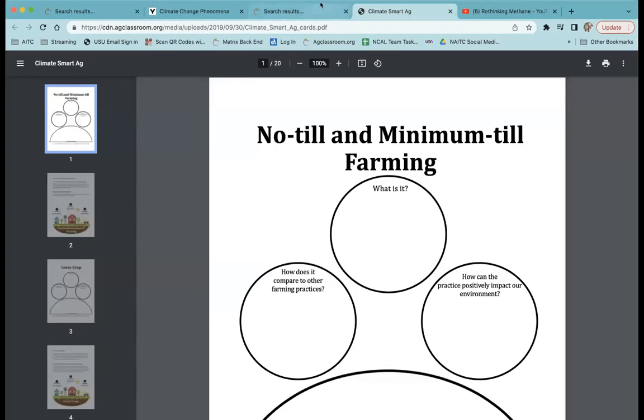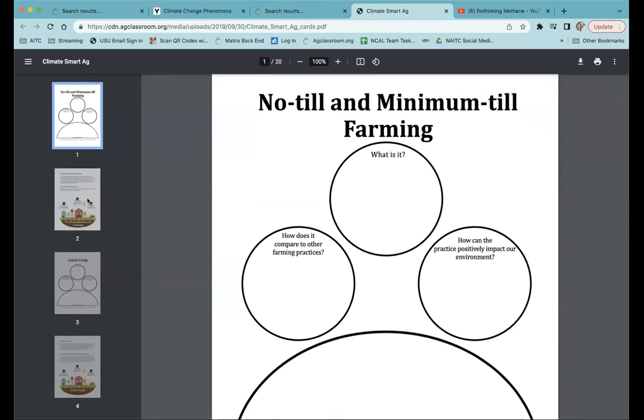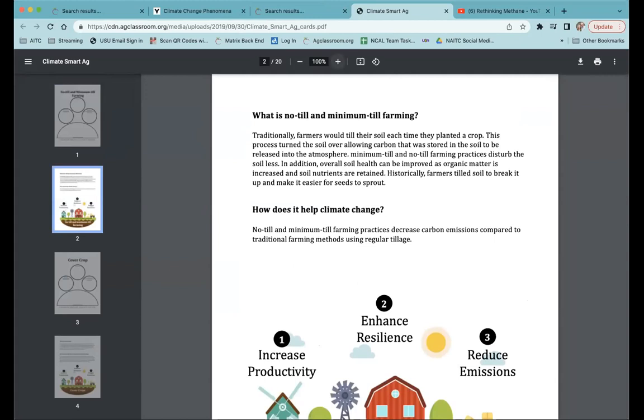Okay, so this is what the climate smart agriculture cards look like. You print them front to back, and each of them has a climate smart agricultural practice. The first one is no-till and minimum till farming. Rather than completely tilling and plowing fields, they've created equipment that can plant seeds directly into the ground without tilling it, because tilling releases carbon into the atmosphere. So that moves carbon from the lithosphere, or the ground, into the atmosphere. If we use no-till and minimum till farming practices, that decreases carbon emissions.